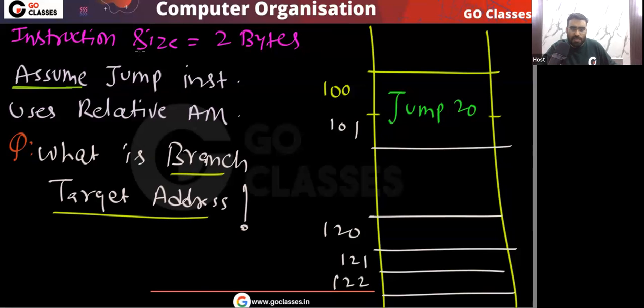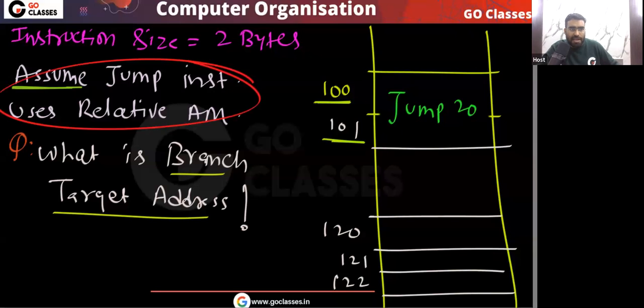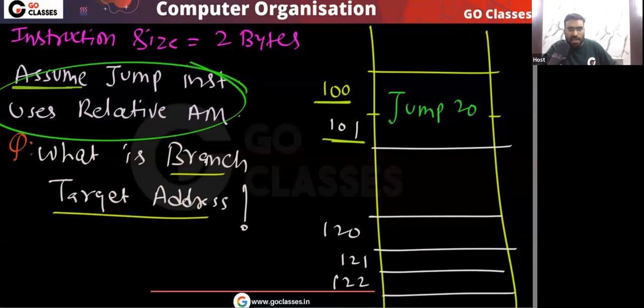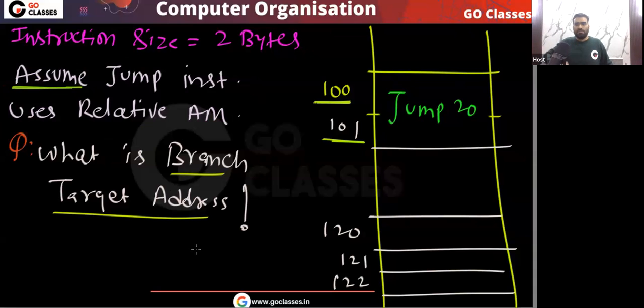The question is very simple. Instruction size is 2 bytes. Every instruction is taking 2 bytes, so this jump instruction is also taking 2 bytes. You can see 100 and 101, 2 bytes it is taking. Now, the jump instruction is using relative addressing mode, that is, PC relative addressing mode. My question is, what is the branch target address?